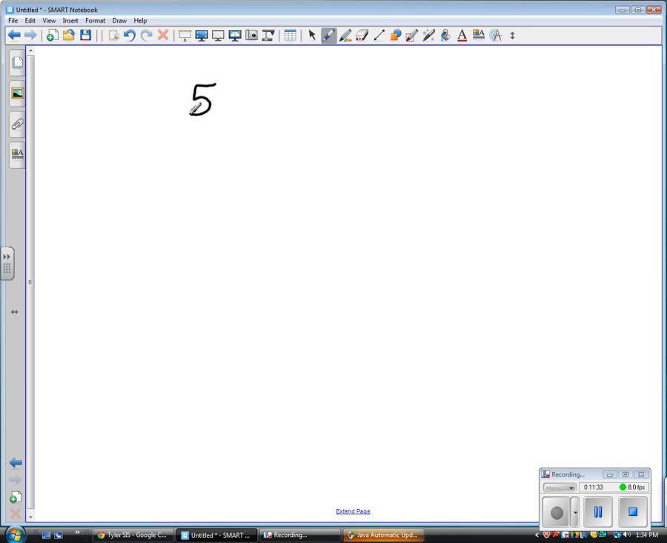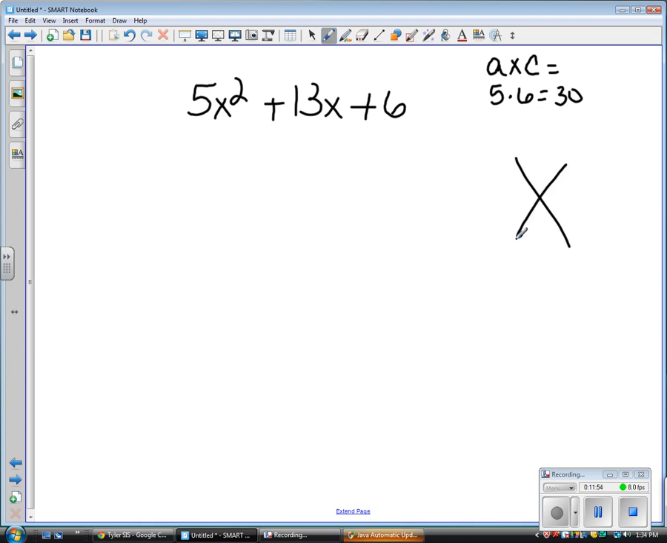Let's say I have 5x squared plus 13x plus 6. First thing you need to do, and you may want to write this for a little while, a times c. So that means what? 5 times 6, correct? Which is 30. So now I'm going into my x, and I'm going to put 30 and 13. Does everybody remember where those come from?